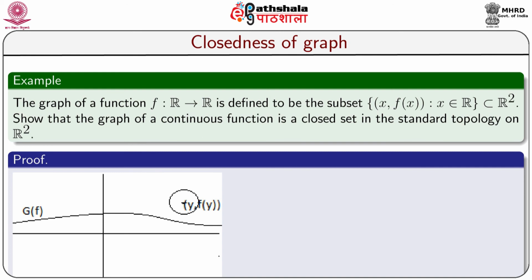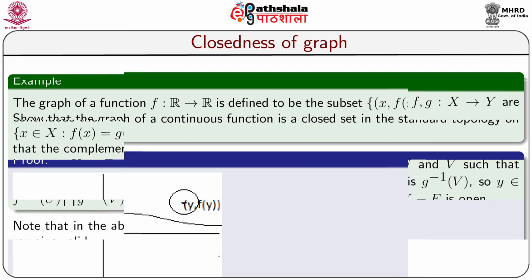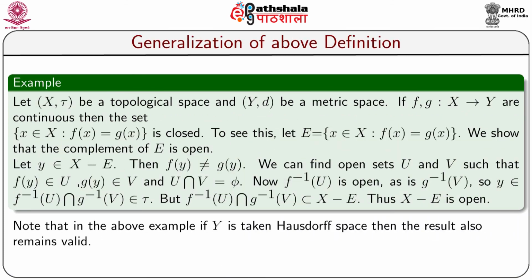In fact, this can be generalized for a more general case also. Let (X, tau) be a topological space and (Y, d) be a metric space. If f, g from X to Y are continuous functions, then the set of all x belonging to X such that f(x) is equal to g(x) is closed. To see this, let E be the set of all x belonging to X such that f(x) is equal to g(x). We show that the complement of E is open.